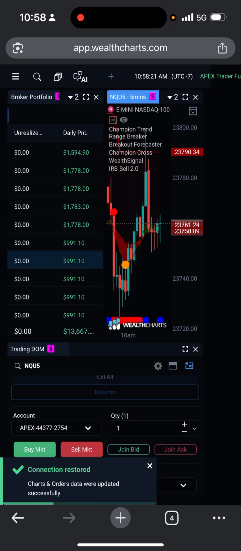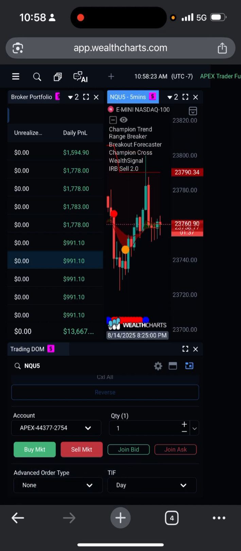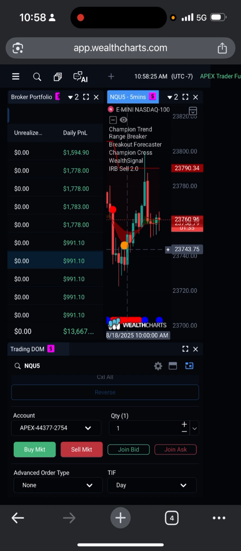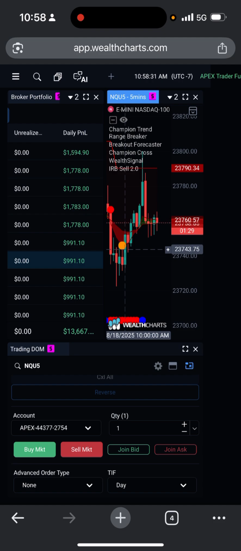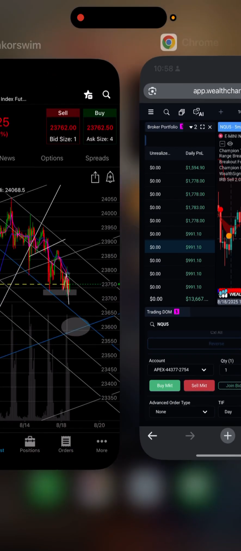This is my setup on mobile. I don't really chart here. I just execute my trade, because we can do the copier. Right now I have 10 accounts. So today was pretty good, 13,667.